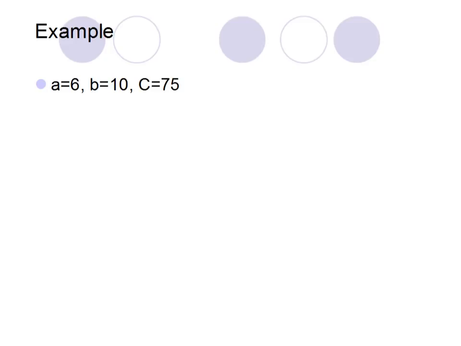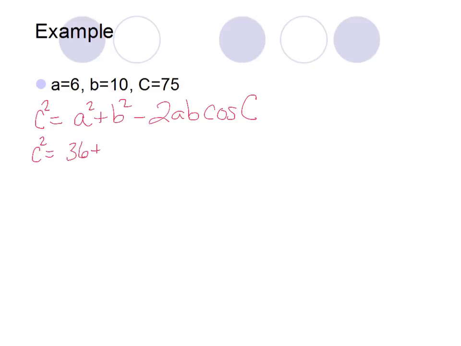In this scenario, I don't really have much option as far as which one to look for first. They give me angle C. I have to use the formula that uses angle C. That's going to be c squared equals a squared plus b squared minus 2ab cosine of angle C. I have to use this one because that's what they gave me. Little c squared is what I'm looking for. A squared and b squared is going to be 36 plus 100, minus 2 times 6 times 10 times the cosine of 75.